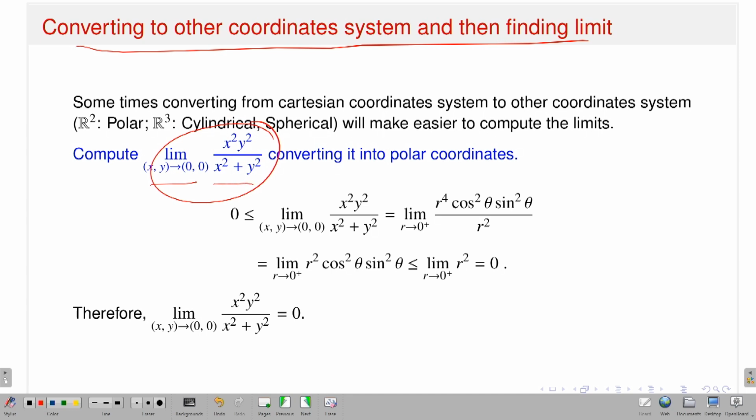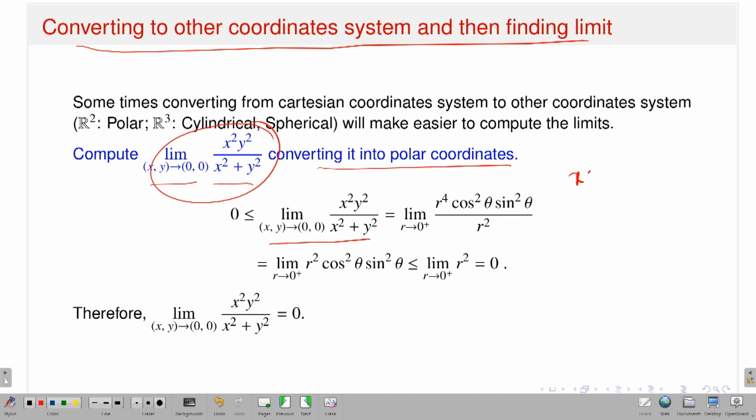Now for this kind of function, if you see the numerator and denominator, like square of x or square of y, and in the denominator x square plus y square, then you can guess that instead of working with the Cartesian coordinate system, if I change it to the polar coordinate system, then things will be easy to prove. That's what I want to convince you of: compute this by converting into polar coordinates. I want to find the limit of this.